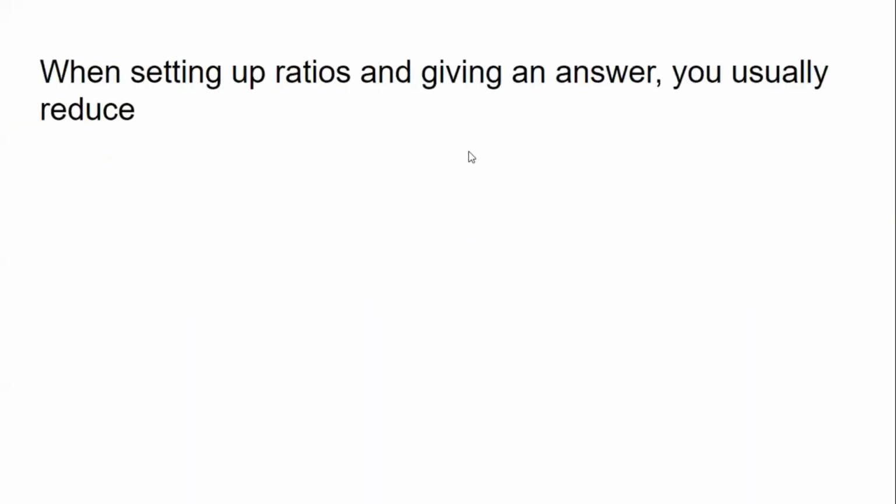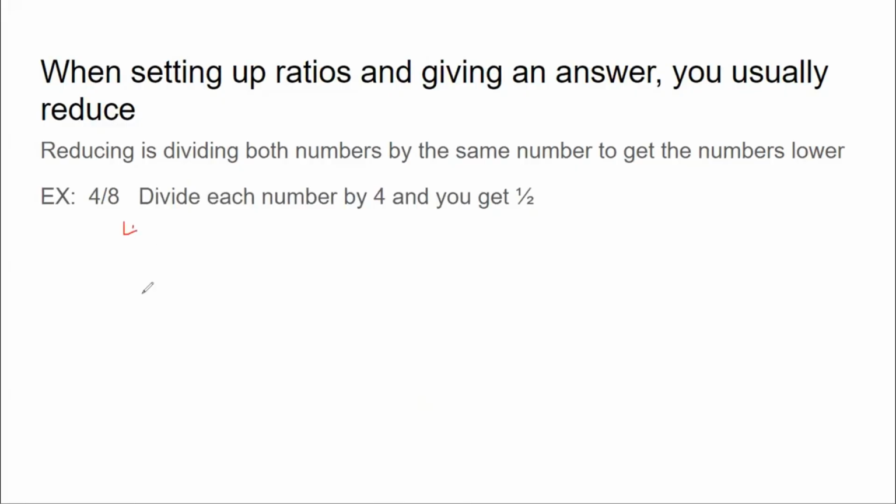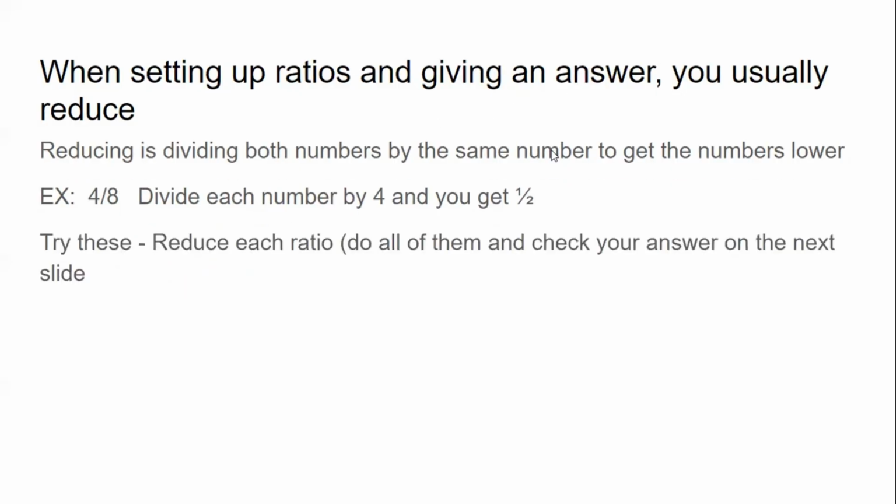All right, when setting up ratios and giving an answer, you usually reduce. So let's work on reducing. Reducing is dividing both numbers by the same number to get the numbers lower. So for example, and I'm going to write this fraction a little bit easier for you to see. 4/8, it's the same thing. And we're going to divide each by 4. And when I do that, I get 4 divided by 4 is 1, 8 divided by 4 is 2, and there's your 1/2.